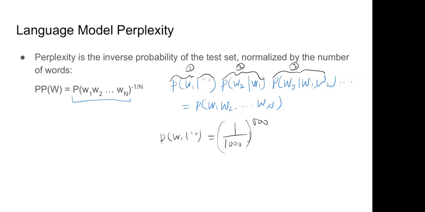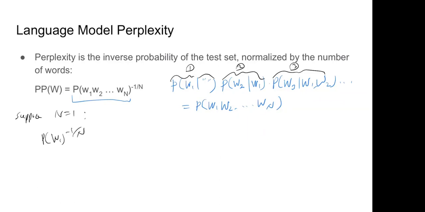So for instance, let's say that we have just one word, and that probability is 1 over 1,000. Suppose that n is one. Then we're just computing P of W1 to the power of negative 1 over n. And this is just the probability of the first word given nothing, right? So suppose that was 1 over 1,000. And we're doing 1 over n, which is 1 over 1 because n is 1. So that means we are just computing 1 over 1,000 to the power of negative 1, which is just 1,000.